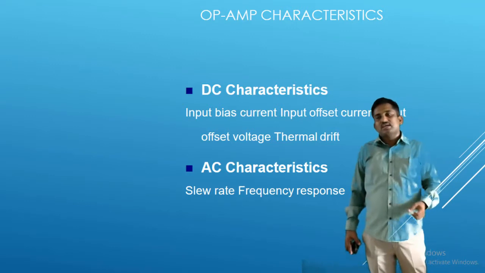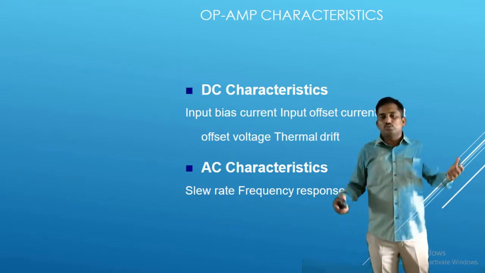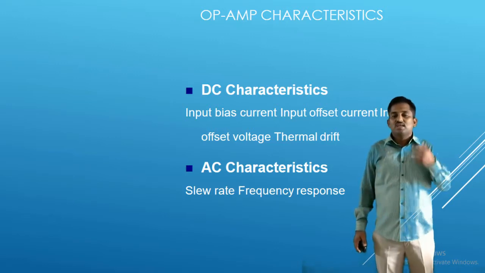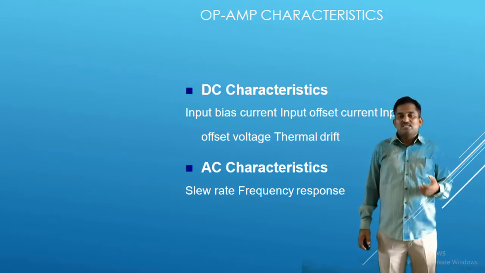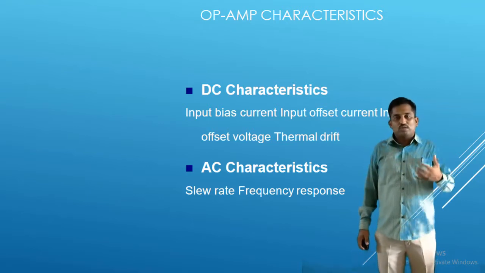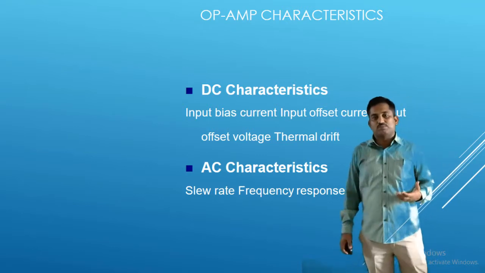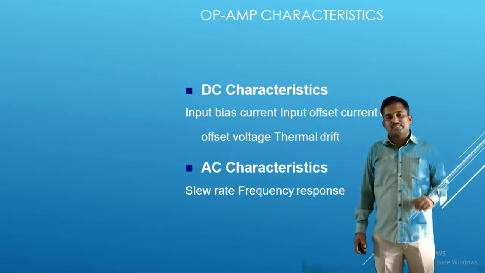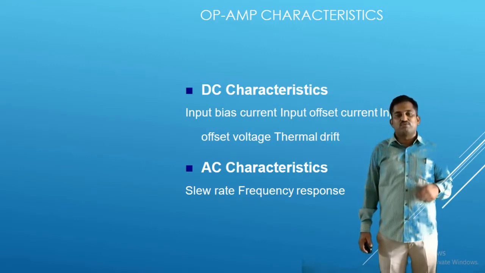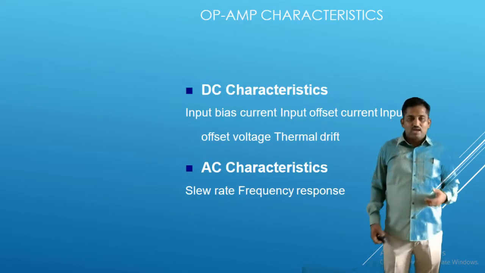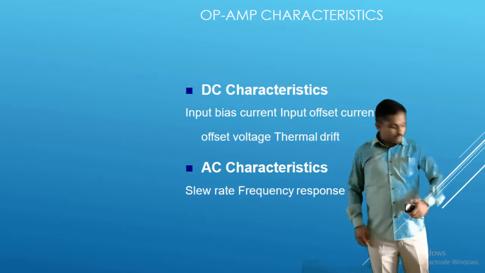Coming to the AC characteristics, we have two major important AC characteristics. They are slew rate as well as frequency response of an op-amp. If you clearly understand these concepts, then we can know clearly about the DC characteristics as well as the AC characteristics of an op-amp. Now, first I am going to explain the DC characteristics of an op-amp.